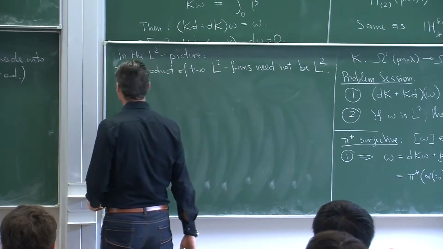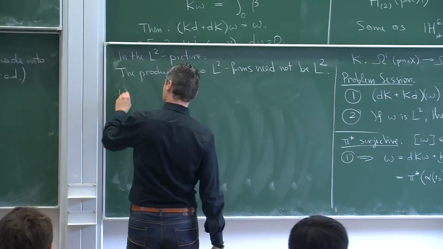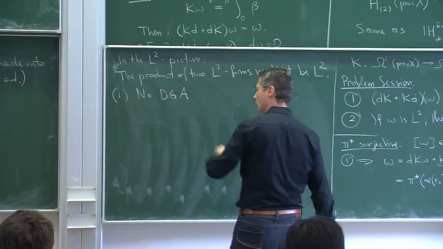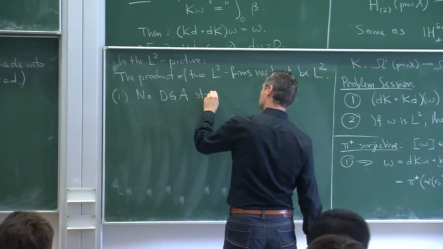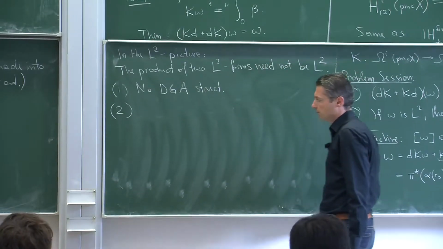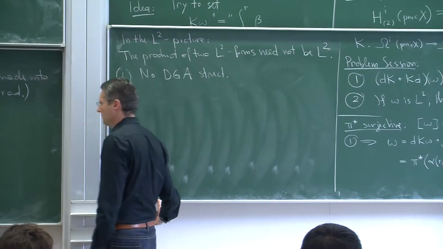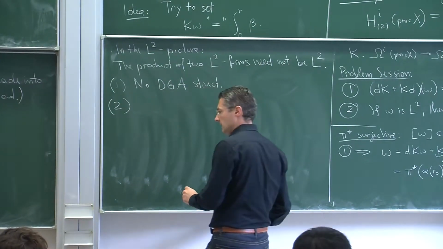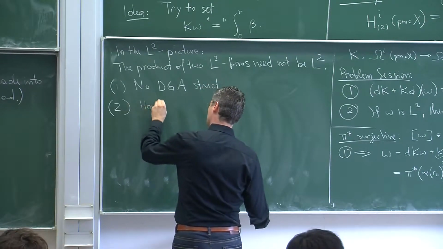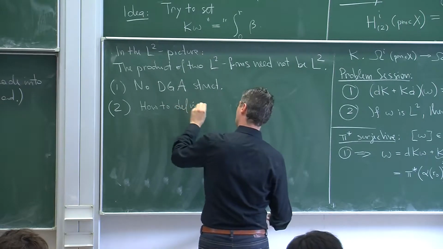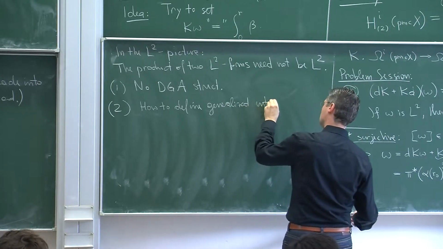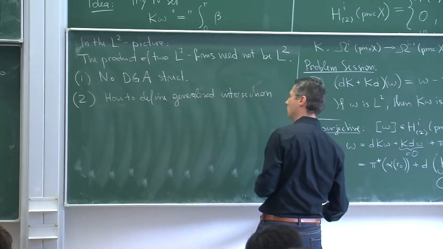This is one disadvantage, right? So the disadvantage one is that there is no DGA structure on the underlying complexes. But there is a second set of questions or problems that one could ask, namely the following. And this is an old question. How to define generalized intersection homology theories or cohomology theories.